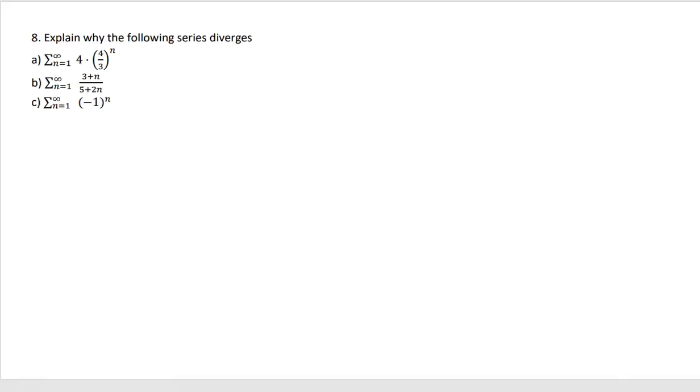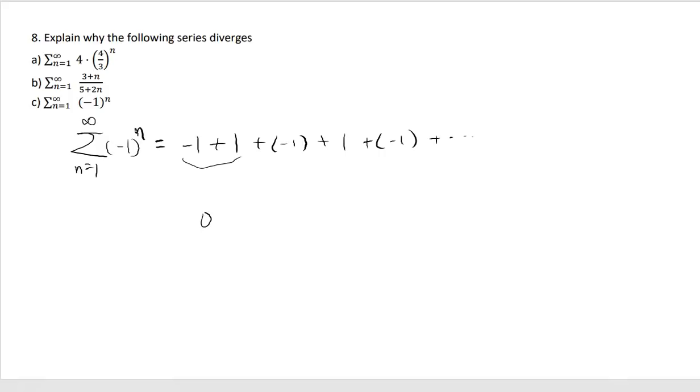Okay, for part C, we have the summation of n from 1 through infinity of (-1)^n. What's that? When n is 1, it's -1, and then when n is 2, it's +1, plus -1, plus 1, plus -1. So what's happening here? When you add this much, you get 0, but when you add this much, you get -1. When you add this much, it's 0 again. When you add this much, it's -1. So the summation just alternates between 0 and -1.